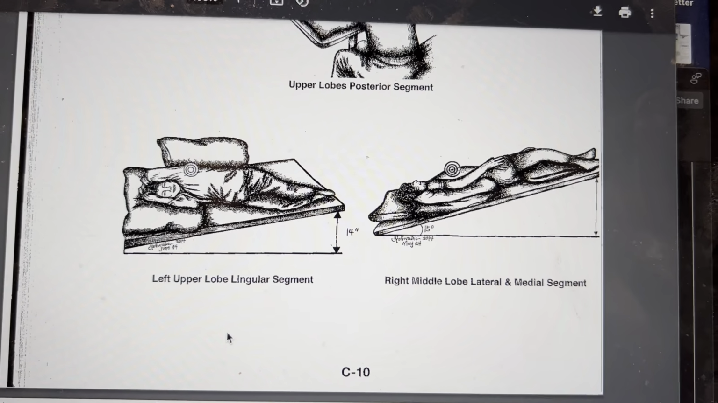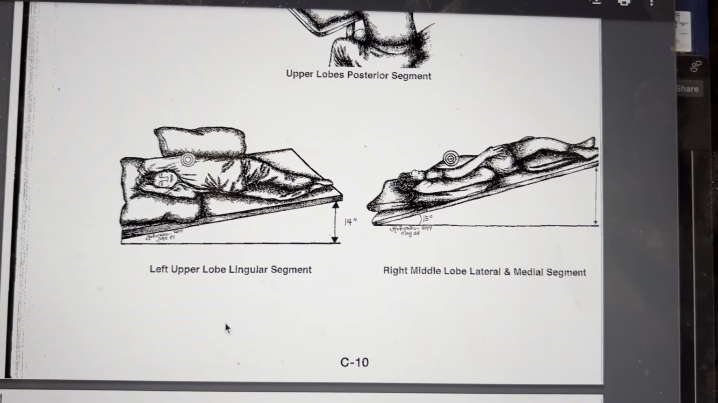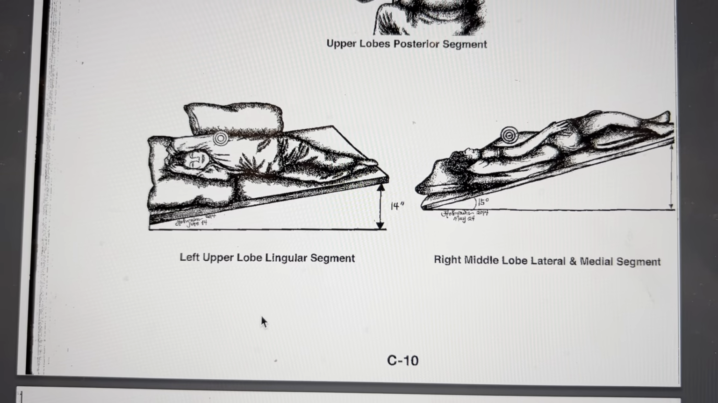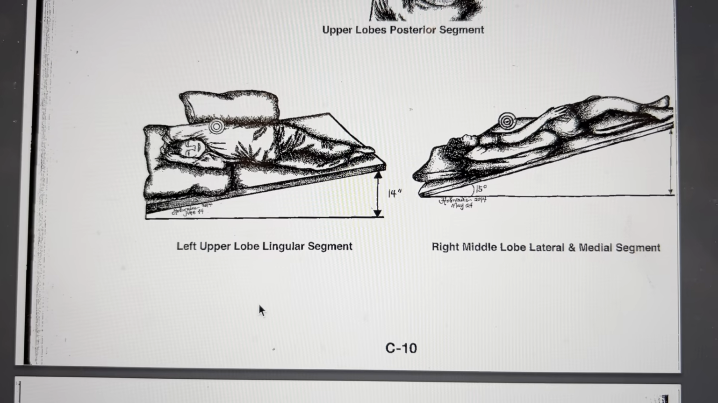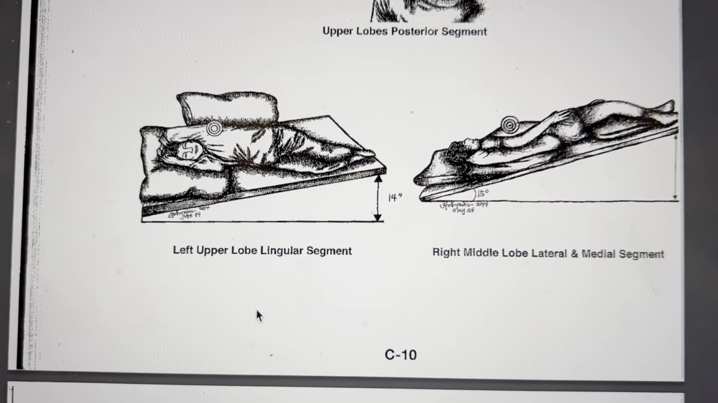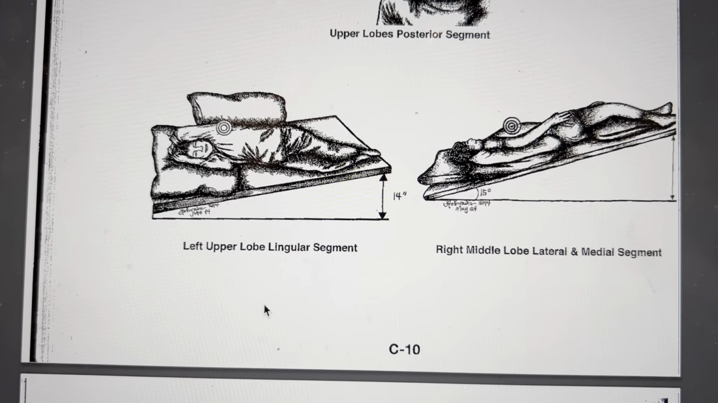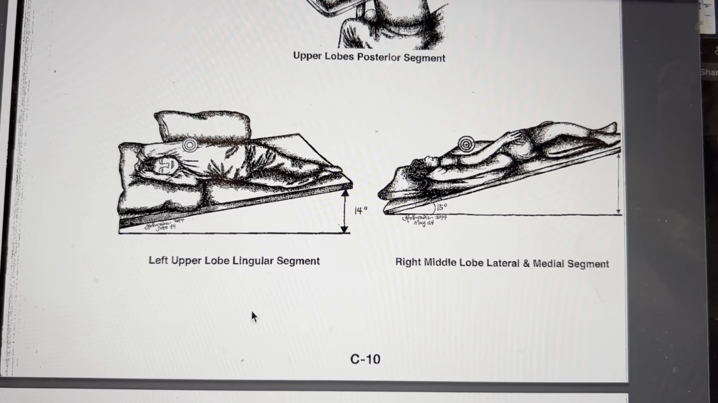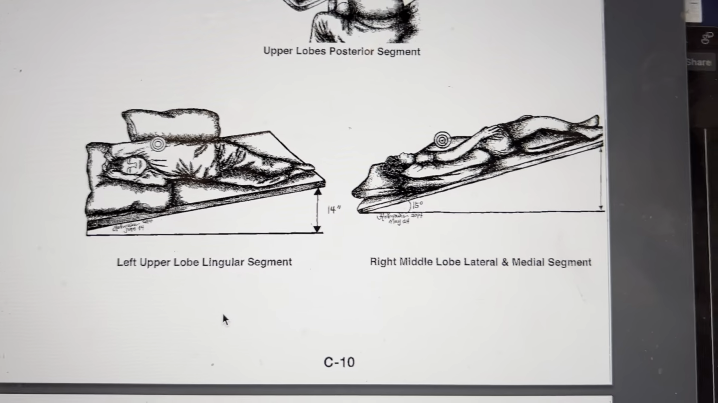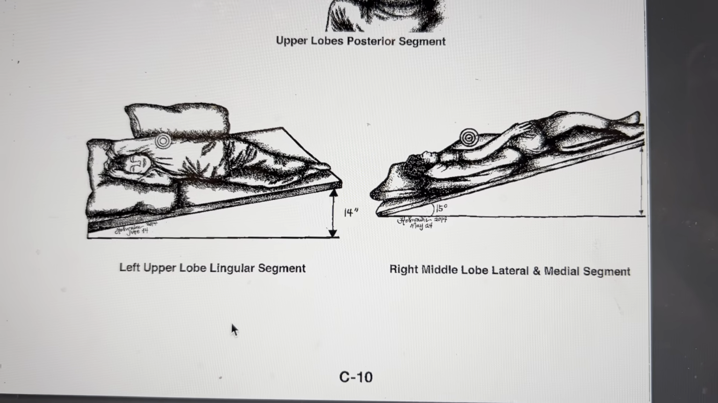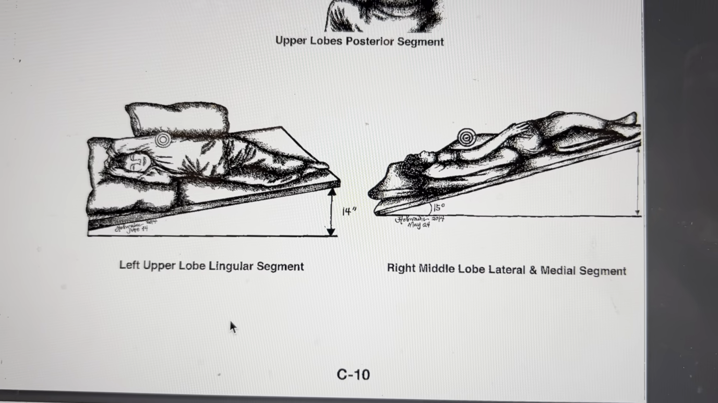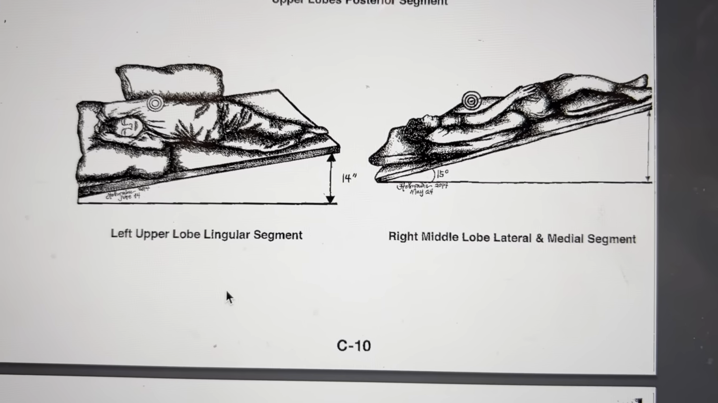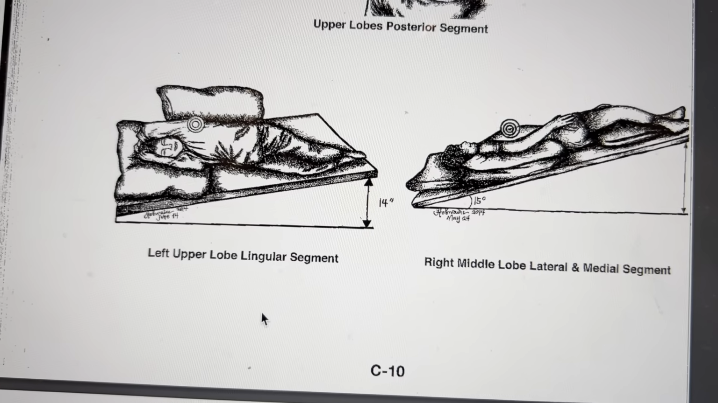Left upper lobe lingular segment, you're at 14 inches, laying down towards the ground on your right side, turning that left upper lobe. Right middle lobe lateral and medial segment at 14 inches. That's just flat on your back at a 14-inch angle.